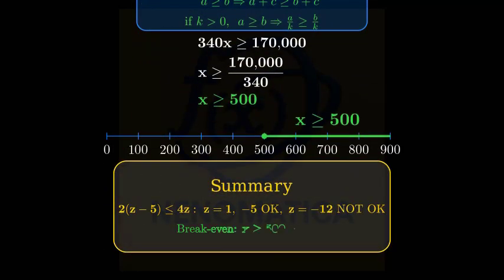Summary. For the inequality checks, z equals 1 and z equals -5 satisfy, while z equals -12 does not. For the break-even problem, the factory must produce and sell at least 500 meters to avoid loss.